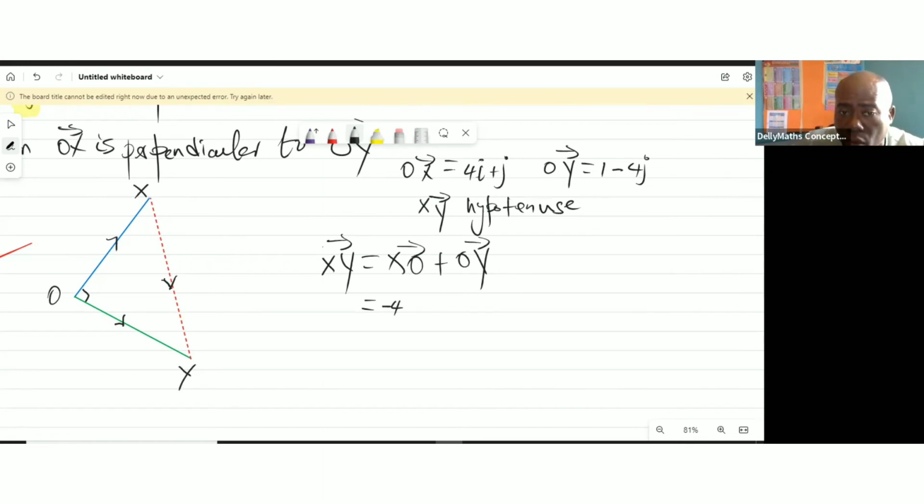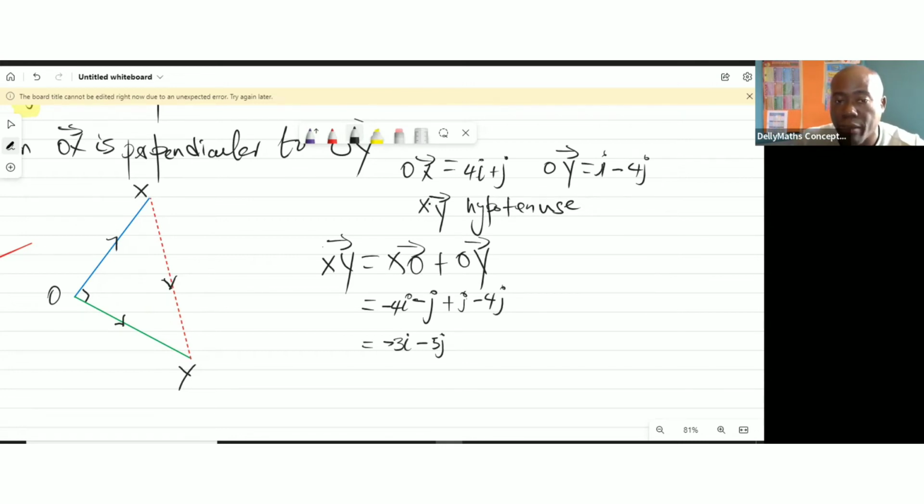So it's going to be negative 4i, and this is going to be minus j. And then I'm going to be adding I minus 4j. So let us see what we have here. Combining, negative 4i plus i would give me negative 3i, and negative j plus negative 4j is going to give me negative 5j. So this would have been the components for the hypotenuse.